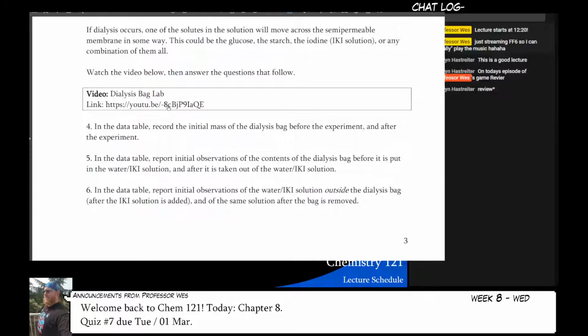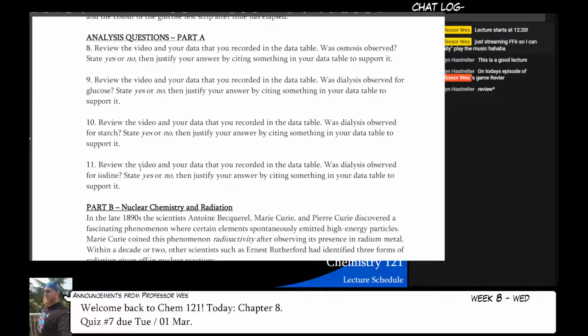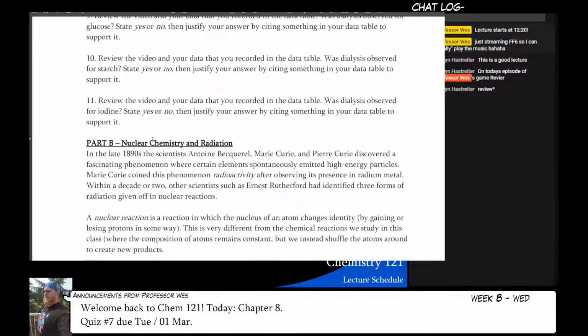And there are some experiments explained in the video involving an iodine potassium iodide solution and starch, which react together to make a very deep blue solution. So you're going to watch those videos and answer these 11 questions about it.